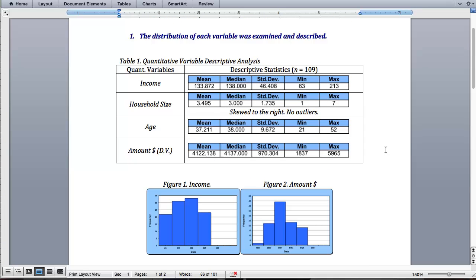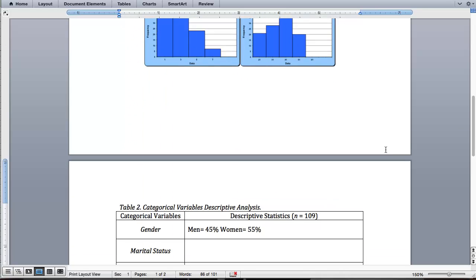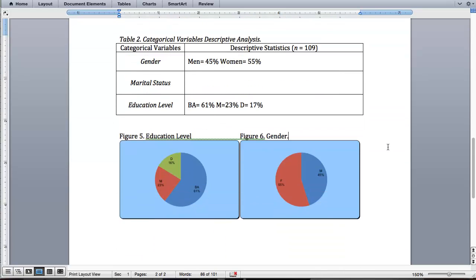So our report is taking shape, and we've used the Excel tool to examine the distribution of all but one variable. We have one more to do. And then we'll be ready to move on to examining relationships. So let's look at that next.